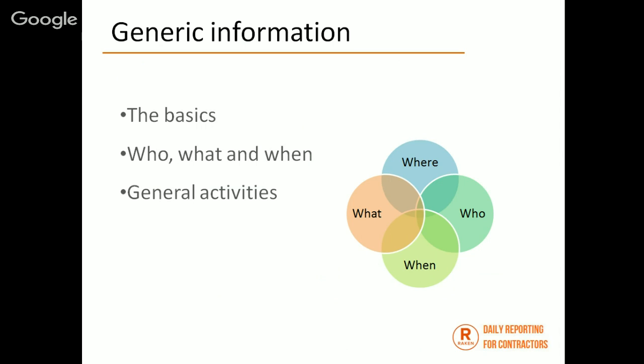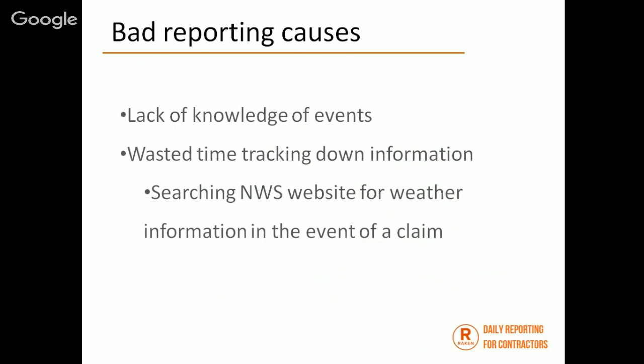But you see, if we didn't have that information, we may not have been able to defend ourselves at first, and we might have gotten into a little bit of a fight with OSHA. But thanks to our good reporting, we were able to save it. So when it comes to your generic information, we need good reporting, because without it, we kind of lack knowledge of events, right?